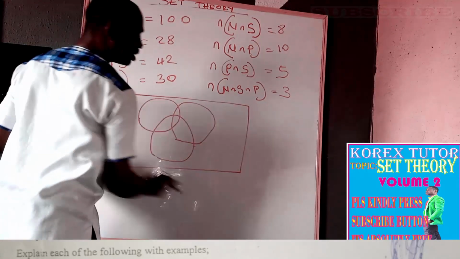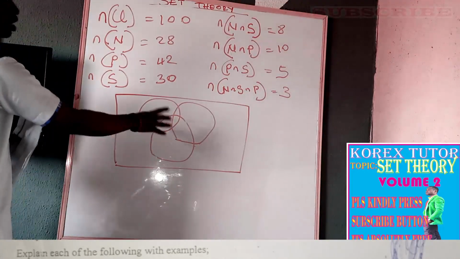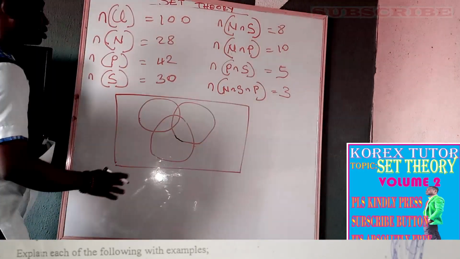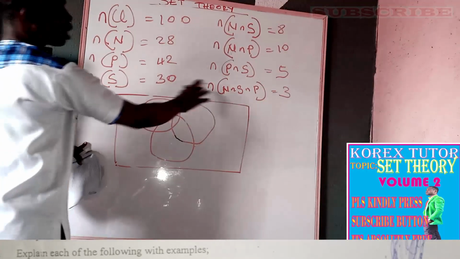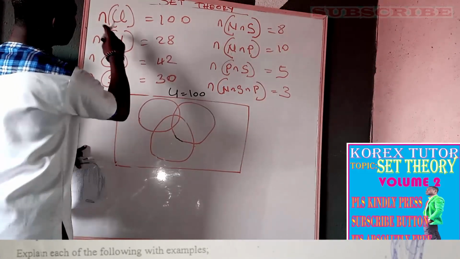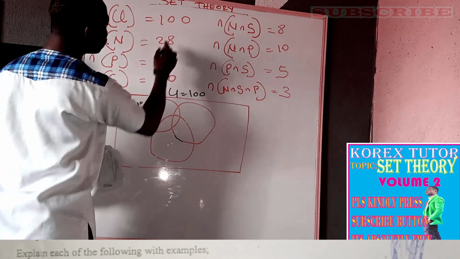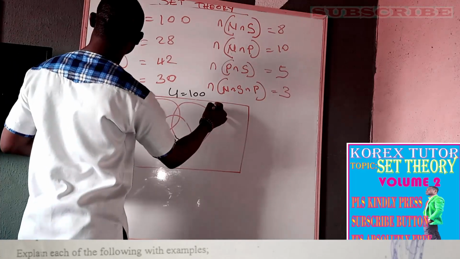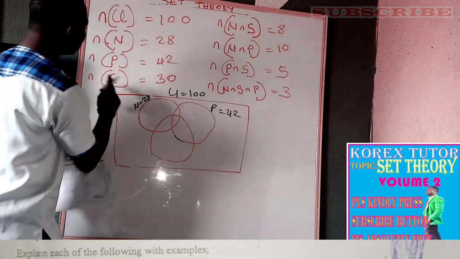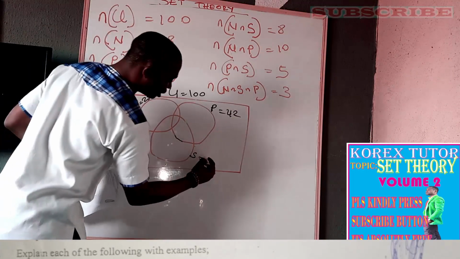You know that this is the universal set. We are talking about three different newspapers, so these three circles represent the three different newspapers we are talking about, right? And this is the universal set that contains all of them. So we said the universal set is equal to 100, right? This one is representing the Nation, N, which is equal to 28. Then this one is representing the Punch, which is equal to 42. And this circle is representing the Sun, which is equal to 30.